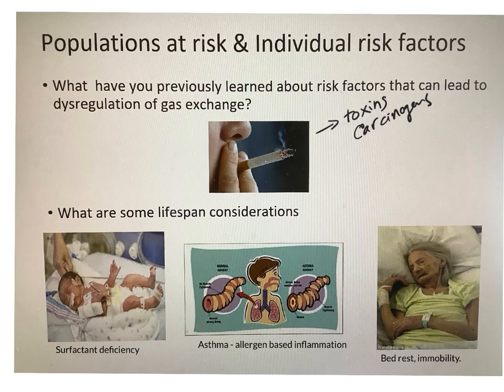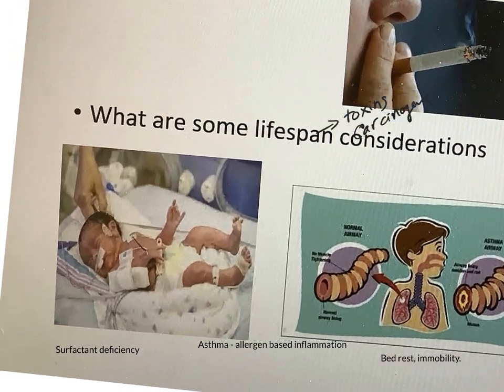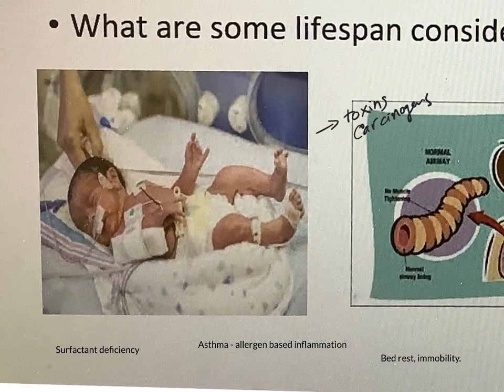Okay. How about this little one down here? So looks like probably born prematurely, right? So with that, we have risk that lungs have not formed. And so our lungs need surfactant to help with, any ideas?